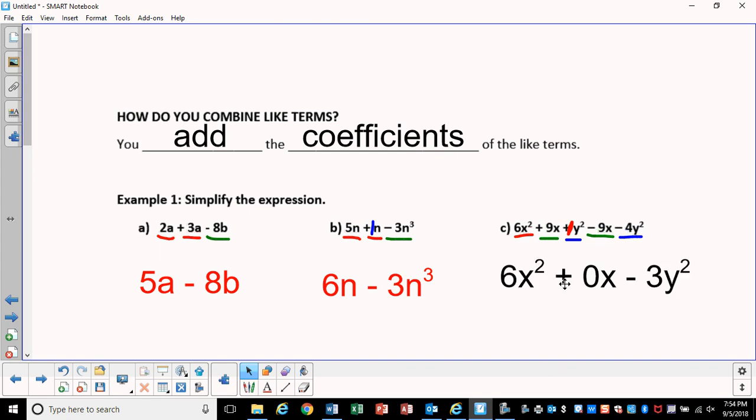So I have 6x squared plus 0x, because that 9's actually canceled out with each other, creating 0, minus 3y squared. Now, I could simplify this further because I know that 0x is 0, and I don't have to write the 0. So I could simplify it even further, just saying 6x squared minus 3y squared. And that would be my final answer.